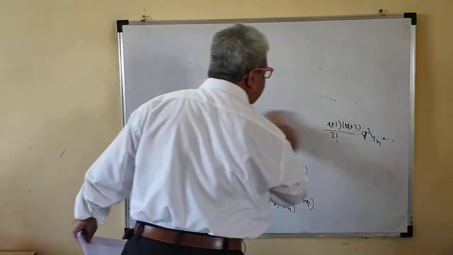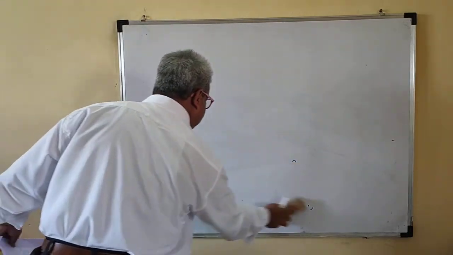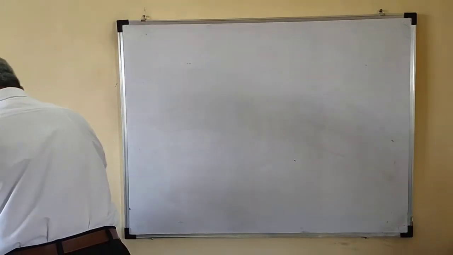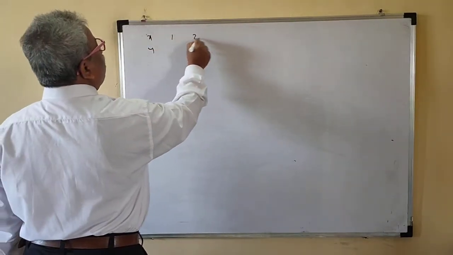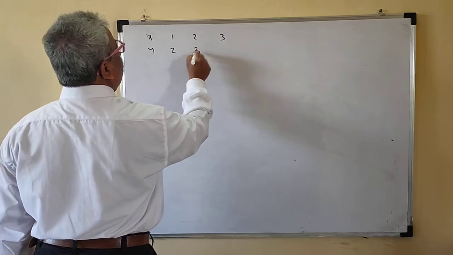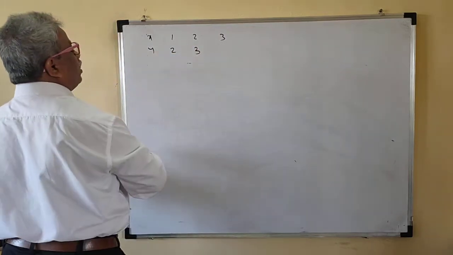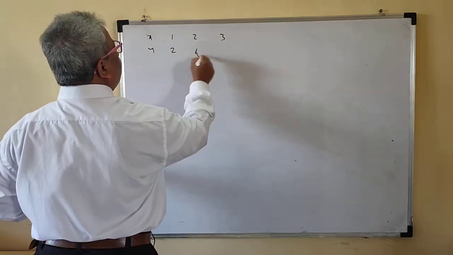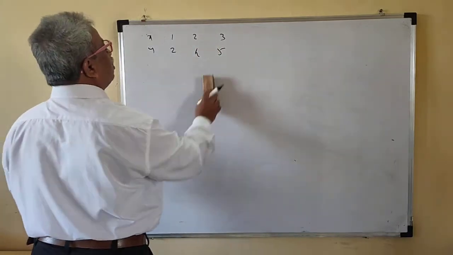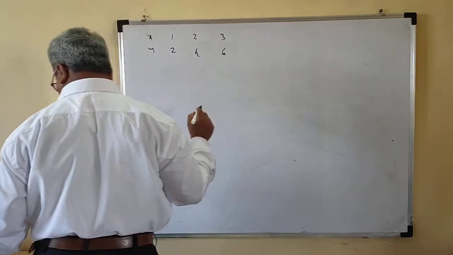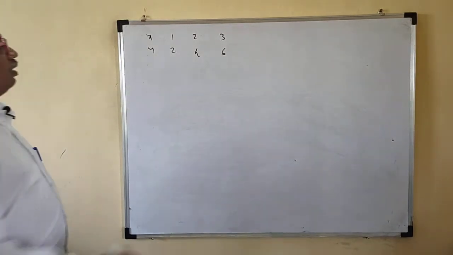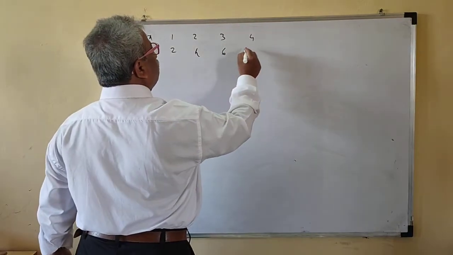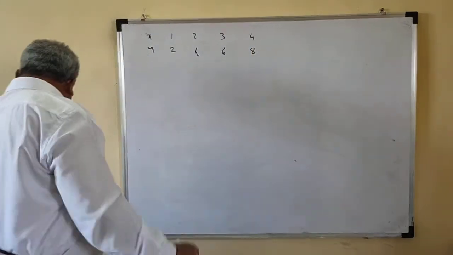आता समजा एखादा टेबल दिला आपल्याला आणि तुम्हाला x आणि y दिलं. x च्या व्हॅल्यू 1 2 3 4 आणि y च्या व्हॅल्यू 2 4 6 8 अशा दिल्या आणि आपल्याला पॉलिनॉमियल काढायला सांगितले.